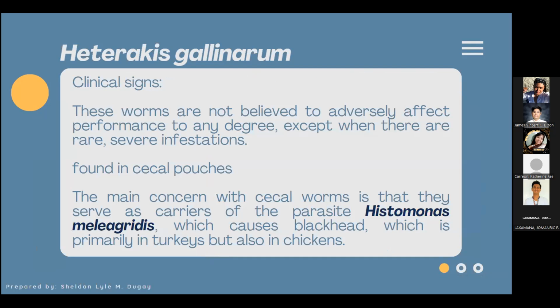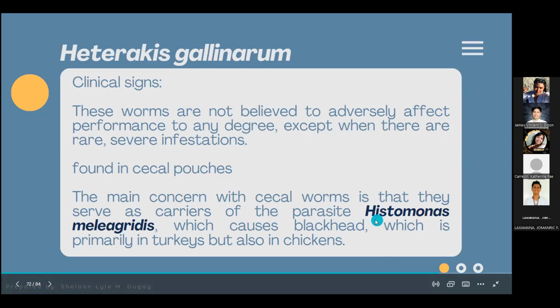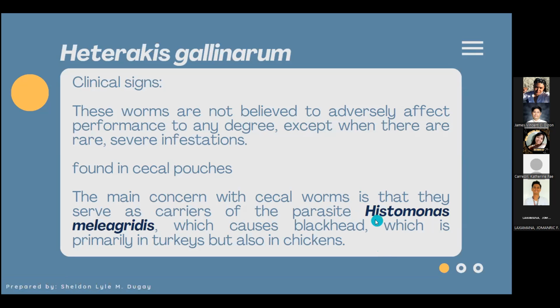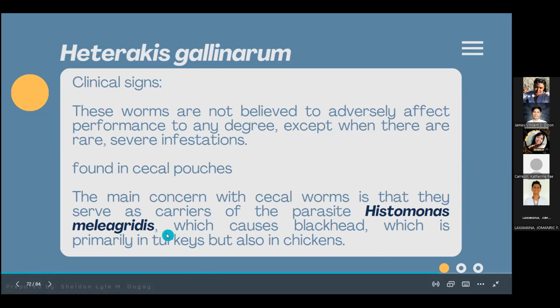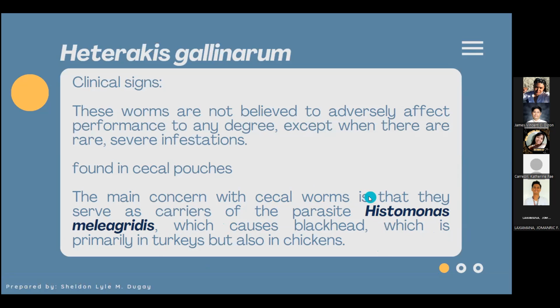Then, these worms are not believed to adversely affect performance to any degree except in rare severe infestations. Hindi sila nagko-cause ng ganun ka-severe na disease, pero nagiging intermediate host sila ng Histomonas meleagridis. So the main concern with sickle worms is that they serve as carriers of the parasite Histomonas meleagridis. Itong Histomonas meleagridis na to, i-discuss ko mamaya. Ano siya, protozoan din siya na tinatransmit ng Heterakis gallinarum.